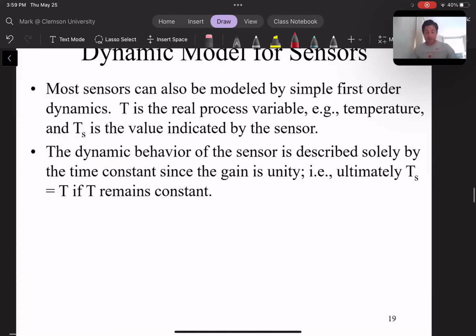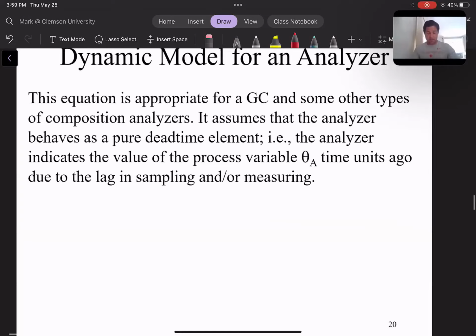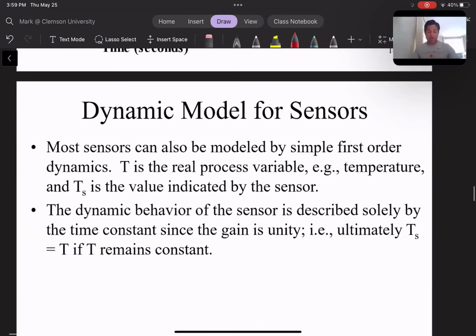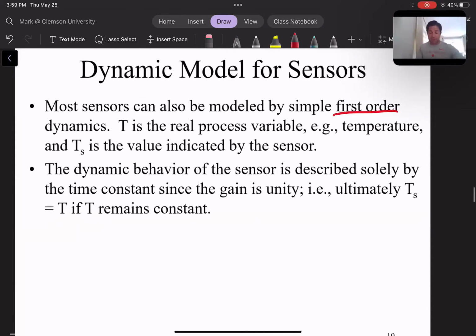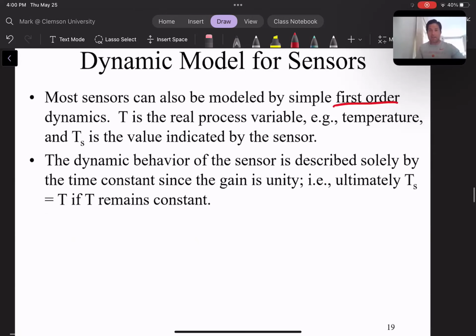All right, so dynamic models for sensors. So again, like we said, the dynamic model for sensors can be first order. We just showed you what they are. The dynamics can be fast. So it can be first order. It can be fast, and the gain on the sensor.